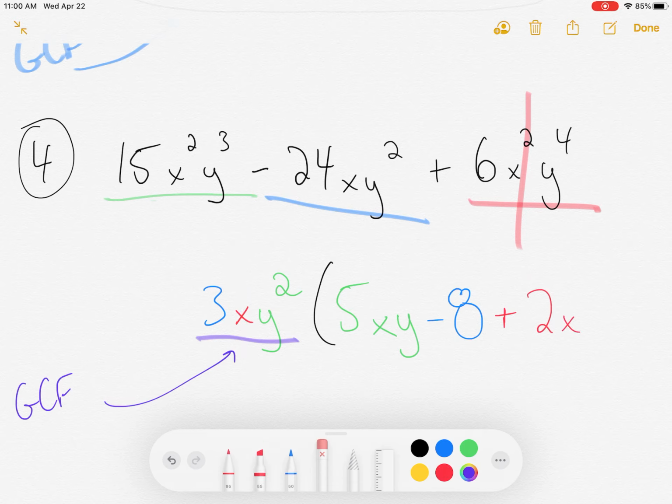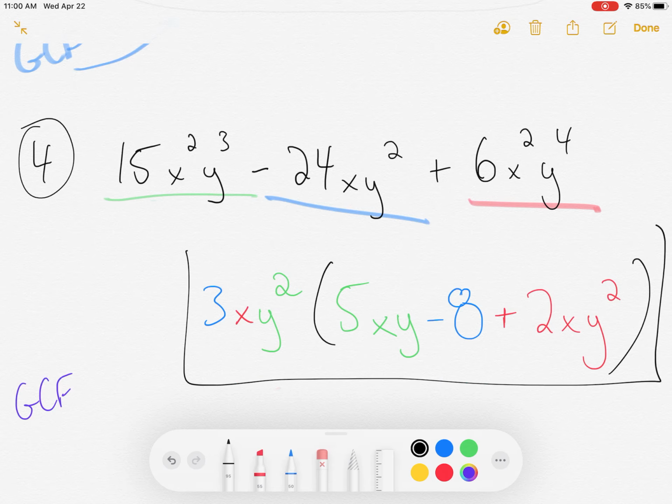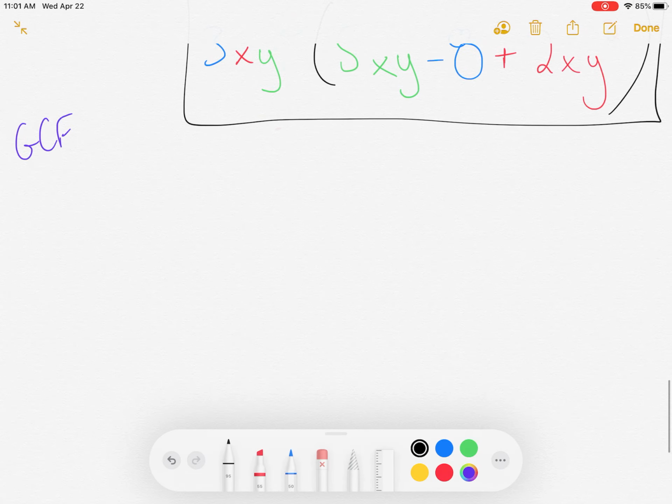Okay, next up, I had x squared. I had 2 x's. I took out an x. How many x's are left? 1. Okay, last but not least, I had 4 y's. I took out 2 of them. How many are left? You should say, well, Mr. Arthur, that's easy. There are 2 y's left. So this would be your final answer: 3xy squared times 5xy minus 8 plus 2xy squared.